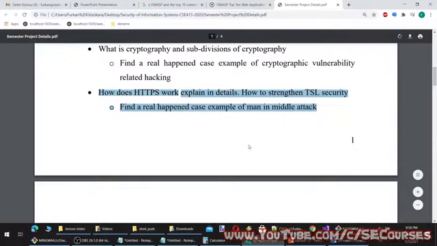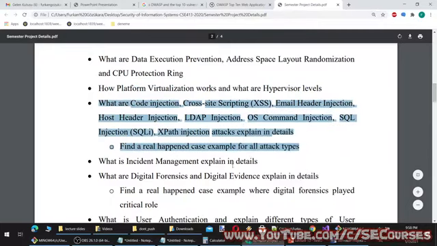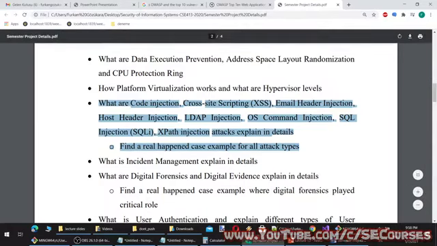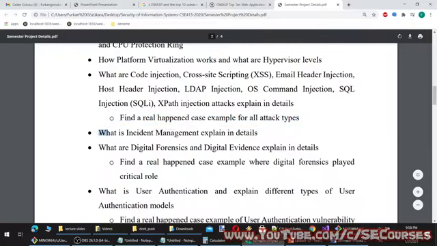How does HTTPS work? Explain in details. How to strengthen TLS security? Find a real happened case example of man-in-the-middle attack. What are data execution prevention, address space layout randomization and CPU protection ring? How platform virtualization works and what are hypervisor levels? What are code injection, cross-site scripting, XSS, email header injection, host header injection, LDAP injection, OS command injection, SQL injection, SQLI, XPath injection attacks? Explain in details. Find a real happened case example for all attack types.